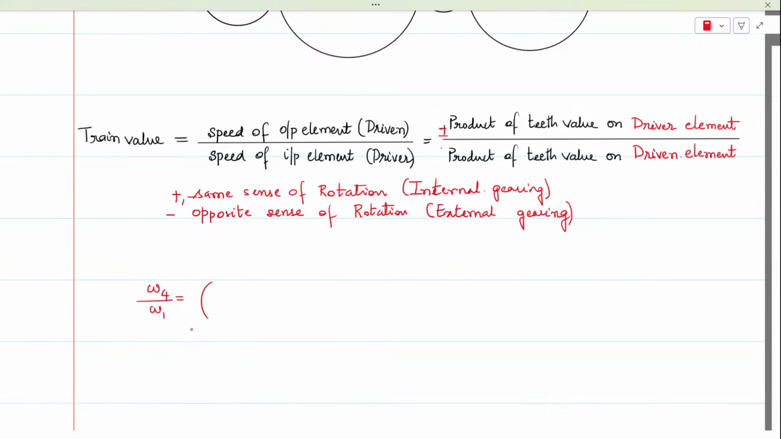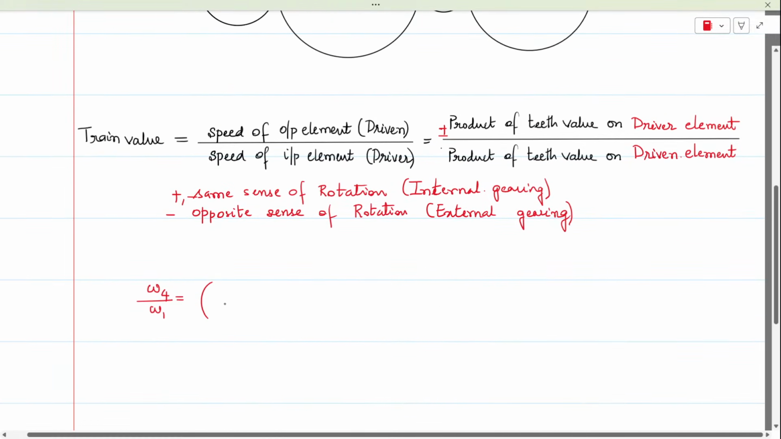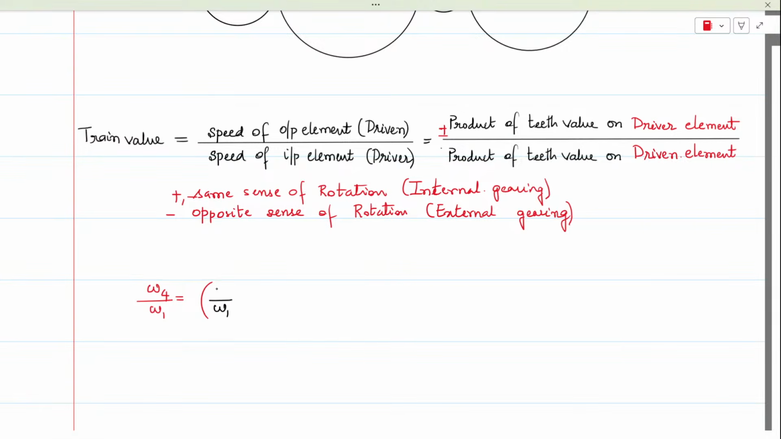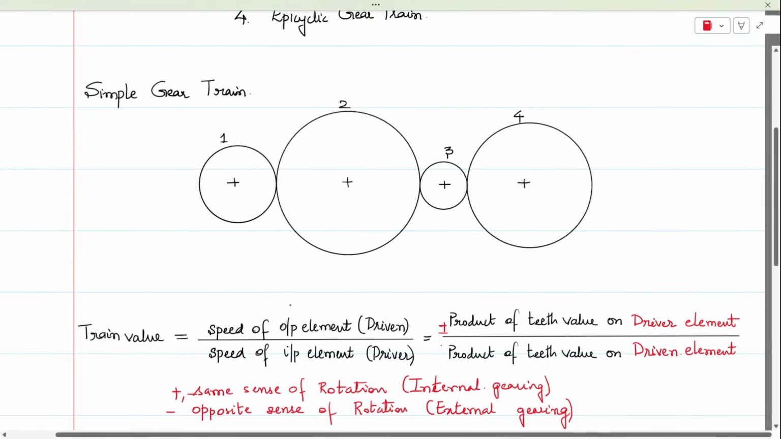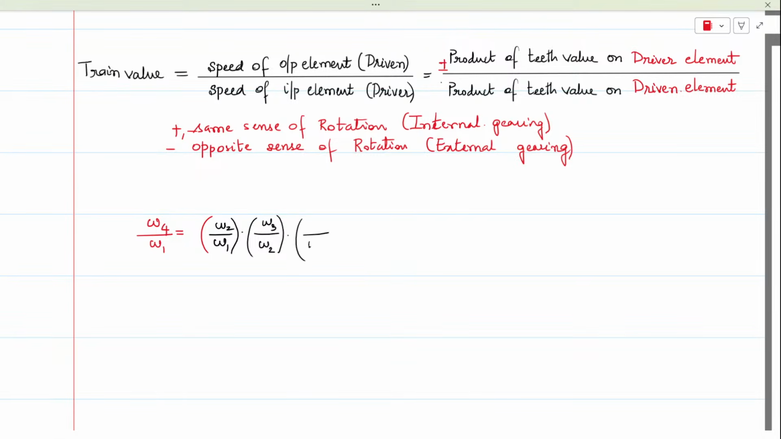So what happens is, first we take the combination of 1 and 2. We replace this with 1 and 2 as in gear set. That is omega 1 is input and 2 is the output. And now we take the combination of 2 and 3. 2 becomes the input and 3 becomes the output. Next we take the combination of 3 and 4. 3 becomes the input and 4 becomes the output.